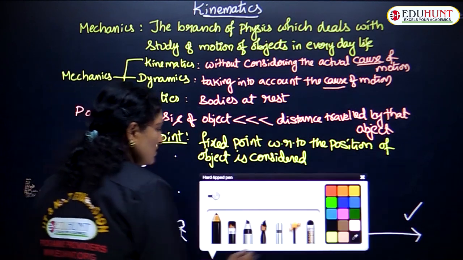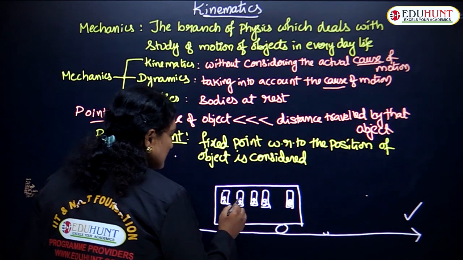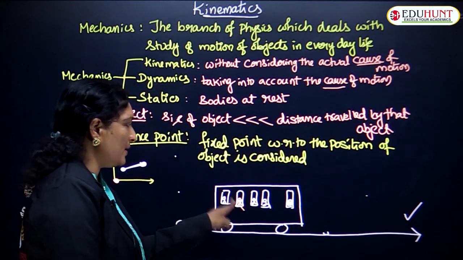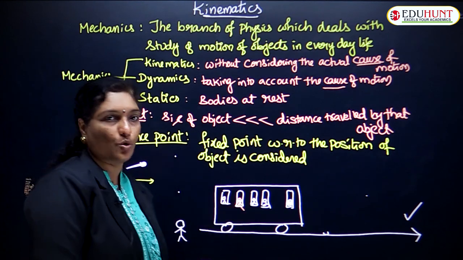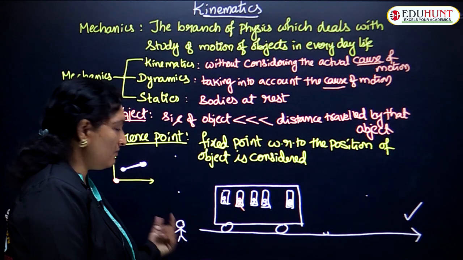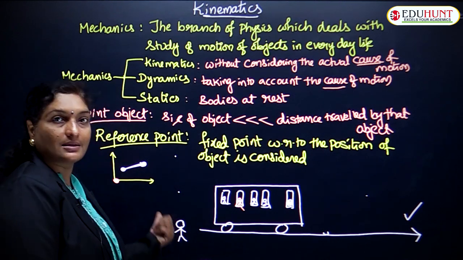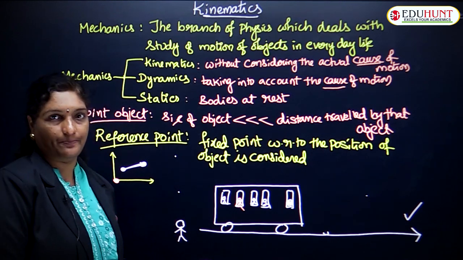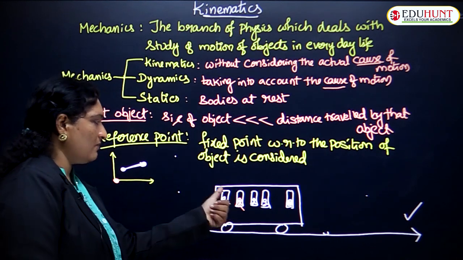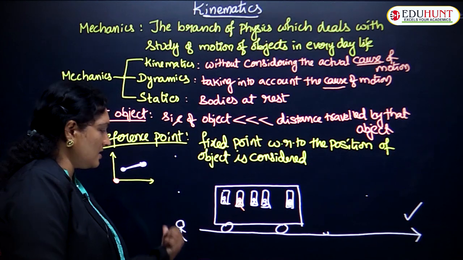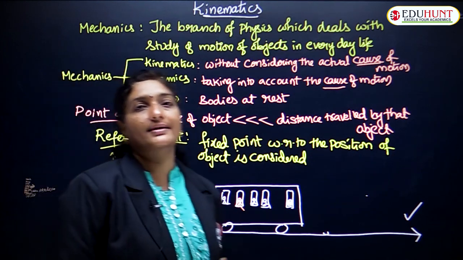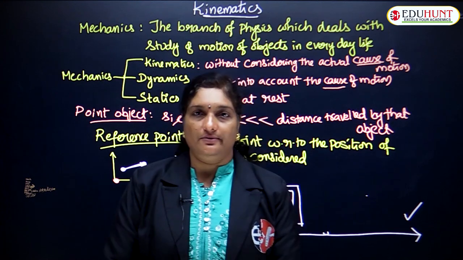So if you focus on some passenger, this passenger appears to be at rest with respect to the co-passengers, whereas the same person may appear to be in motion with respect to a person standing outside the bus. So the same person in one case appears to be at rest, and in the other case appears to be in motion. Hence we can conclude that rest and motion are relative.